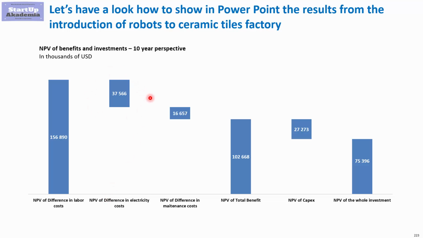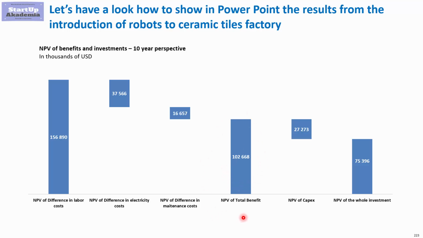The robots will not need an operator, still they will need electricity. So in terms of electricity, we would be spending almost 40 million in 10 years. On top of that, you have to deduce from the savings we have from people almost 17 million additional maintenance costs. Again, this is the NPV over 10 years. This means that the net savings would be a little bit more than 100 million.